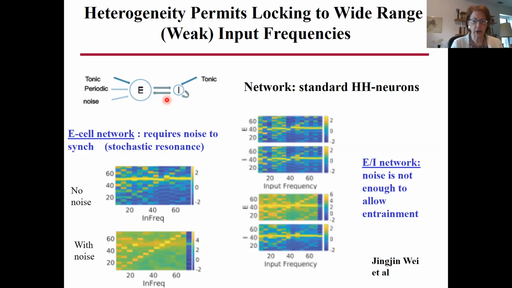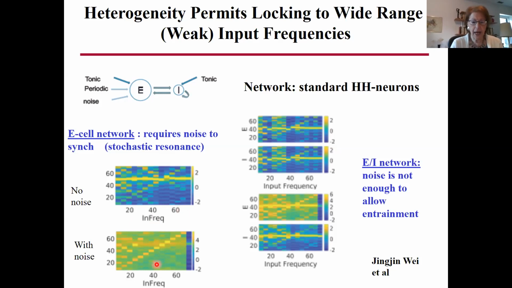Okay, so first let's ignore the I cells and just look at the E cells, which have periodic input from 0 Hertz up to about 70 Hertz. And they also have tonic excitation that gives them a natural frequency, and there's some noise here. So this is showing that if there's no noise at all, the output here, so this is the frequencies of the output, and the color is the power at those frequencies, the output is basically the same as the natural frequency no matter what you put in.